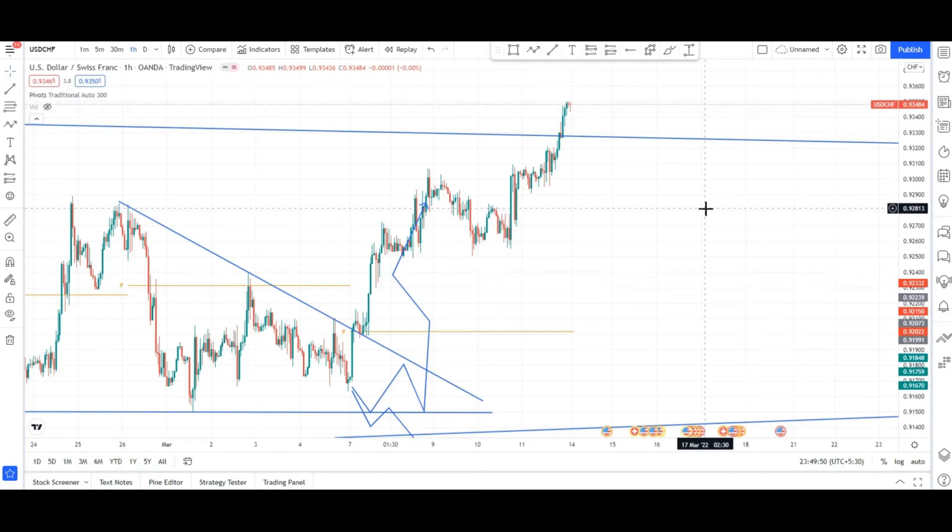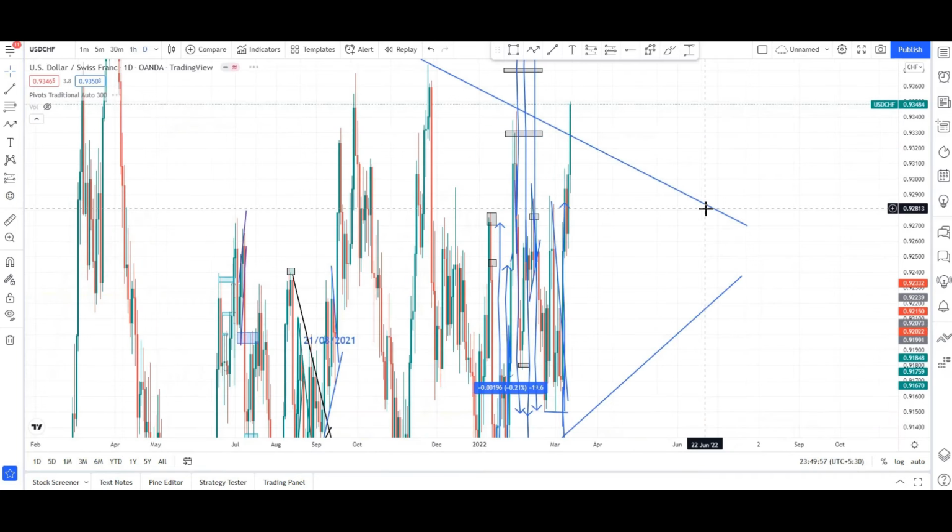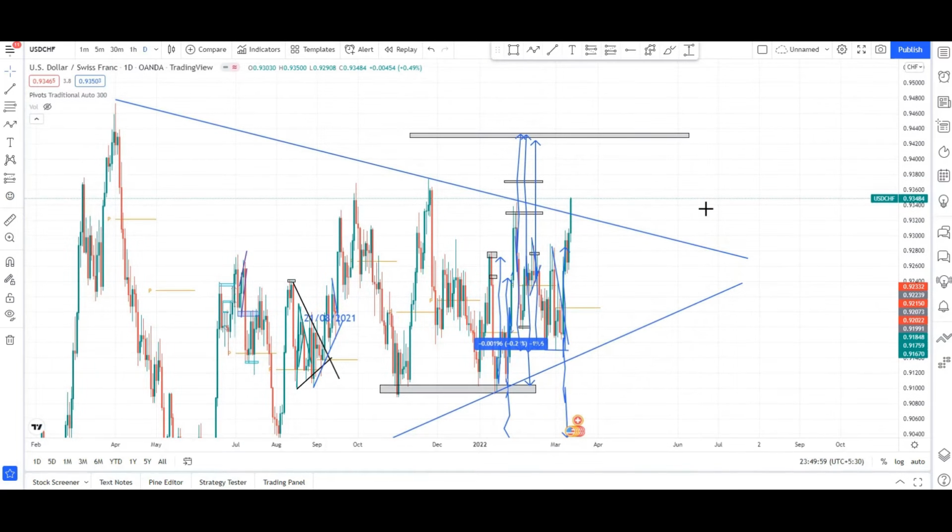Okay guys, right now what I am seeing in the next forex pair is USD versus CHF. We can see in the daily chart, guys, right now it has broken this trend line. You can see that this is the trend line, and right now it is broken.